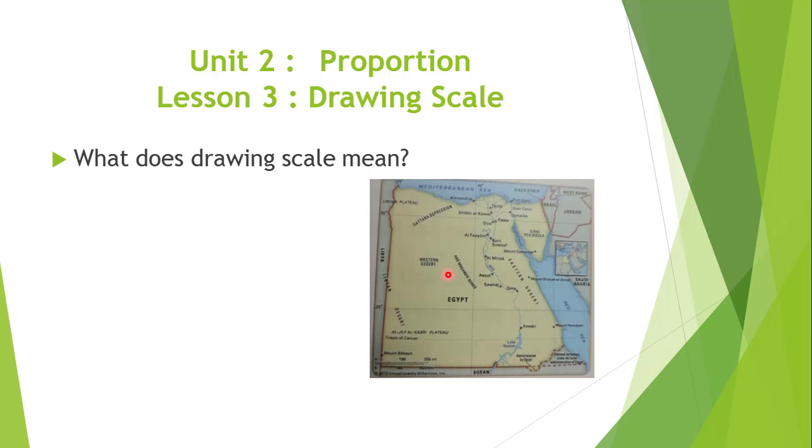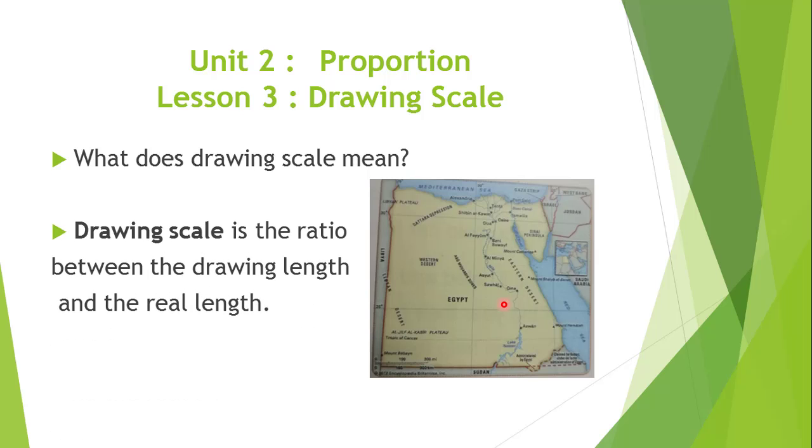The length here and the real length of Egypt, or the area of Egypt and the area here on the map, are not the same. So we should take a ratio between them to get an accurate map. So the drawing scale is the ratio between the drawing length and the real length. Okay, so what is the drawing scale? It's the ratio between the drawing length, the length here on the map, and the real length.